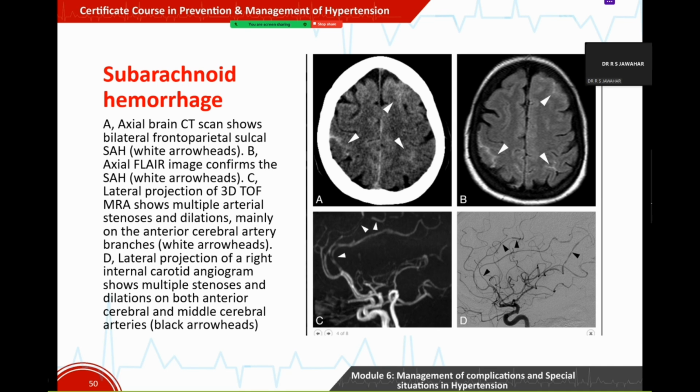In the C, lateral projection of the 3D MRA shows multiple arterial stenosis and dilatations. And the picture D, lateral projection of a right internal carotid angiogram shows the multiple stenosis and dilatations of both anterior cerebral and the middle cerebral arteries.